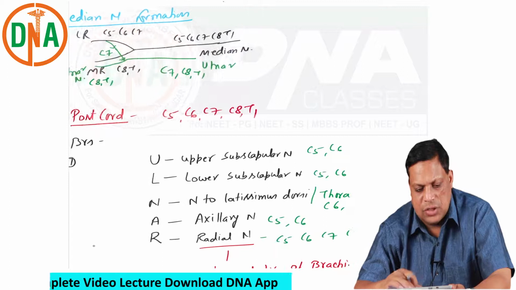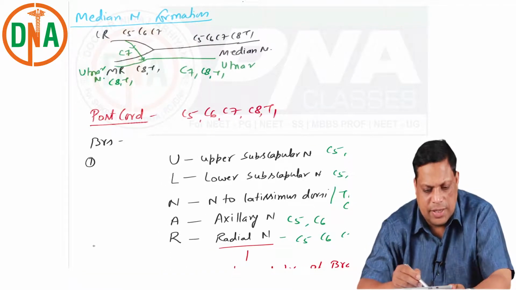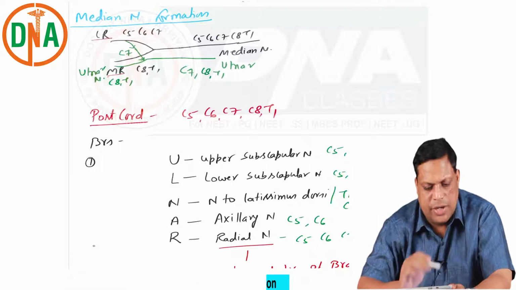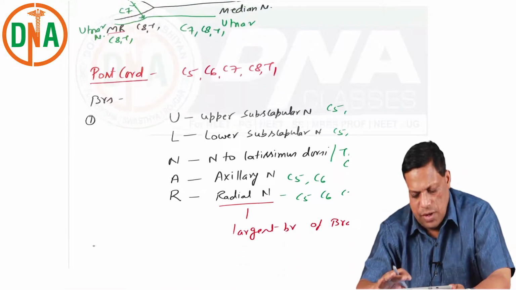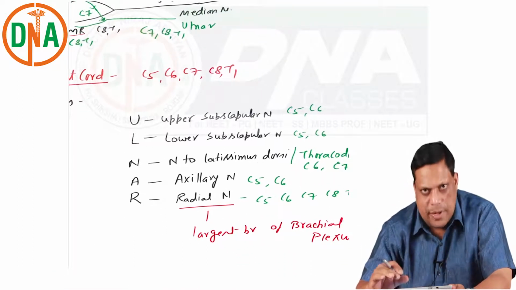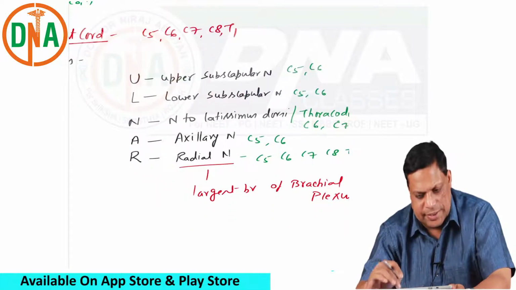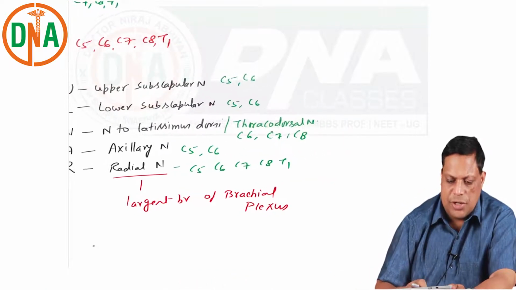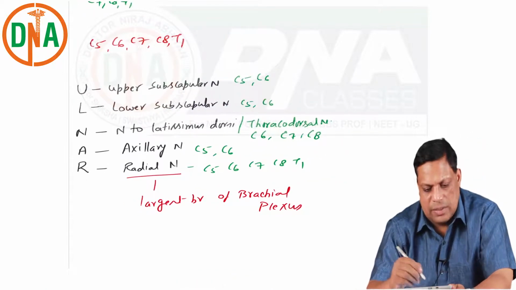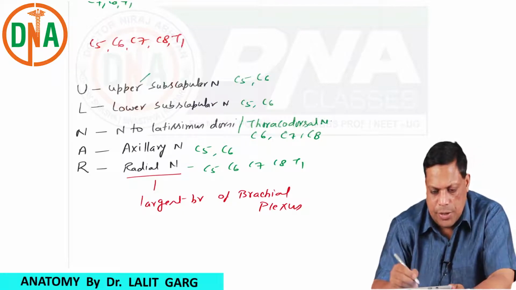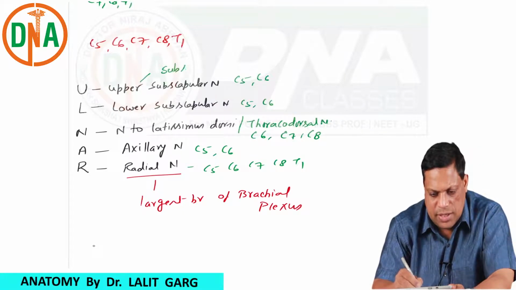Because median nerve is not the direct branch of brachial plexus. It is formed by the union of two nerves of the brachial plexus, lateral root of median nerve and medial root of median nerve. So median nerve is an indirect branch of brachial plexus, while radial nerve is the direct branch. Now the next point, what muscles are supplied by this upper subscapular nerve? It supplies the subscapularis muscle.